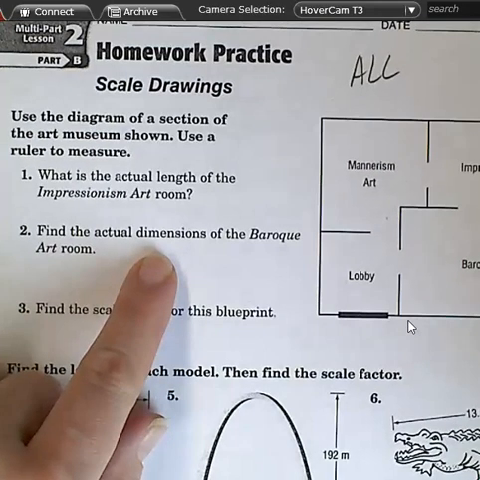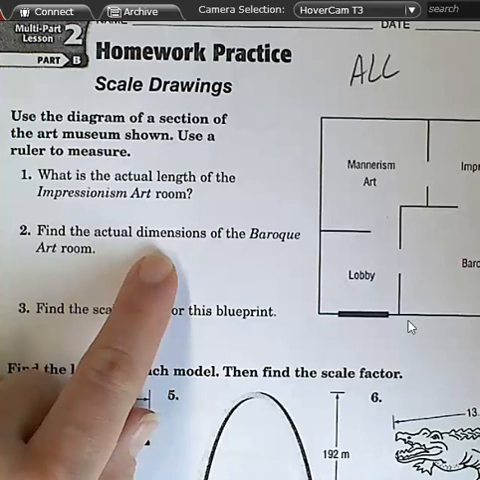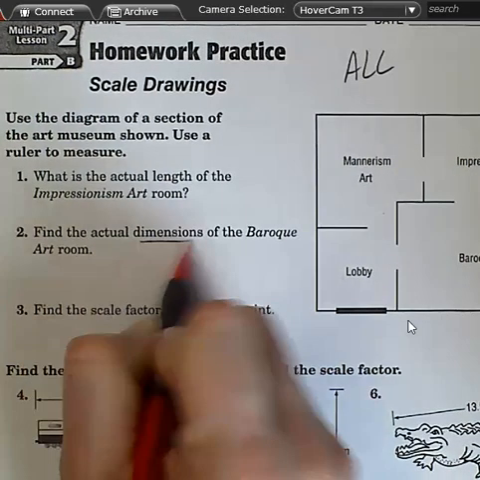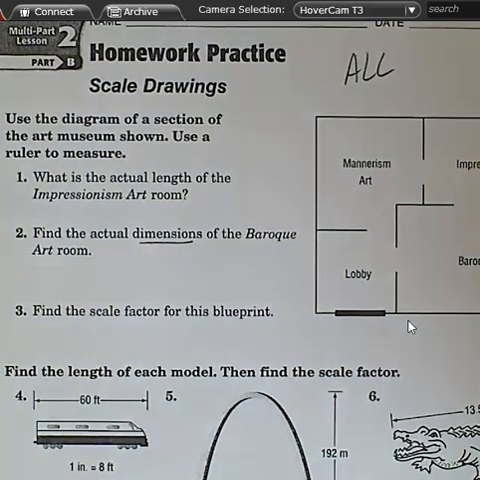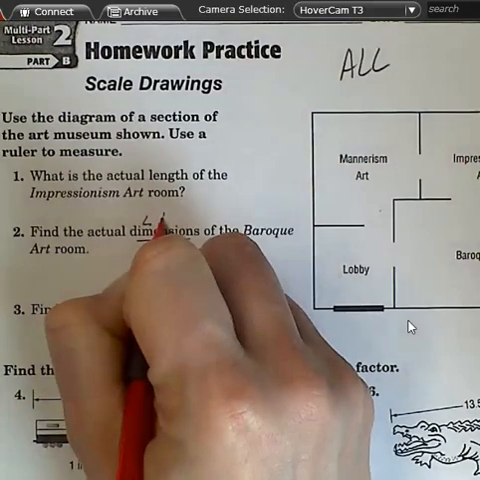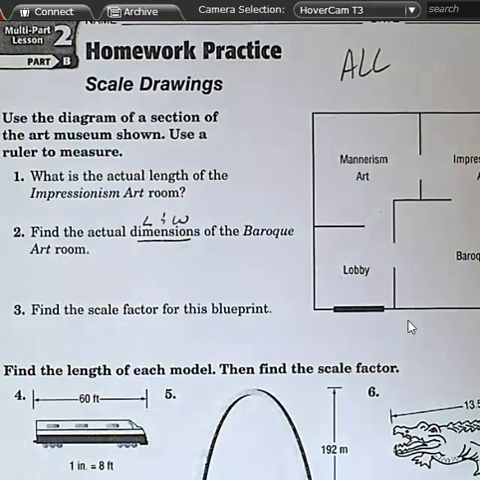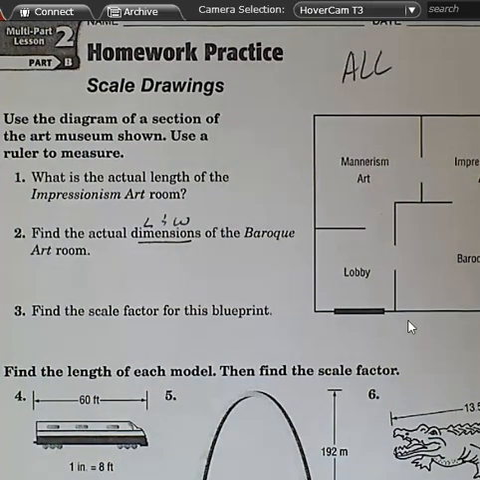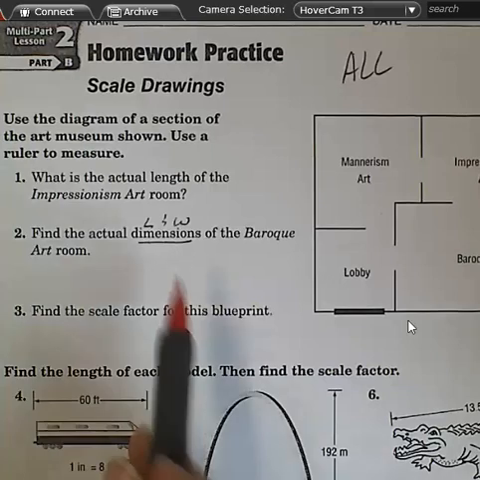On the back side, look at number 2, because I've had a question about number 2. What does the word dimensions mean? Find the actual dimensions of the Baroque art room. Dimensions means what, Eric? Does that mean like including everything? Nope. Nate? Length and the width. And so for number 2, you should write length and the width so that when you get there, you know what to look for. So if you're a person who's not writing on your paper right now, you should, because dimensions means the length and the width.